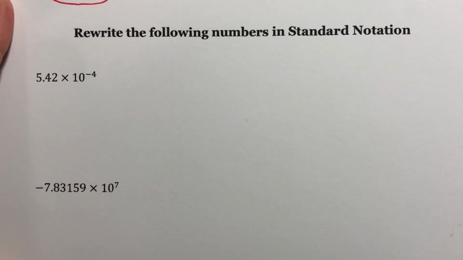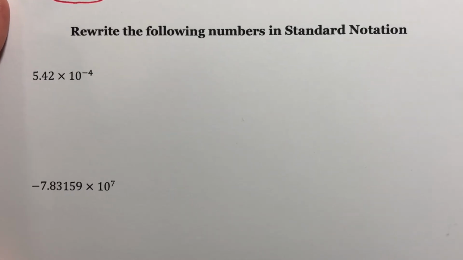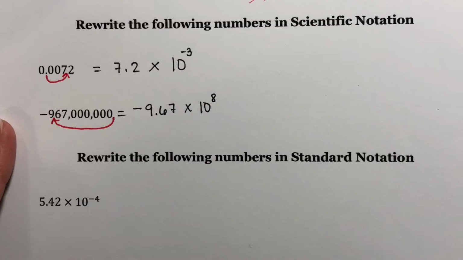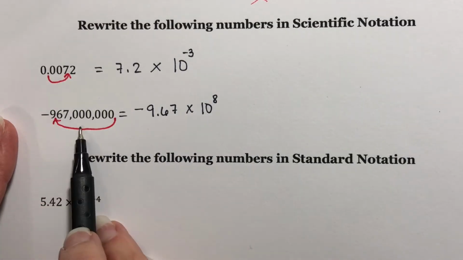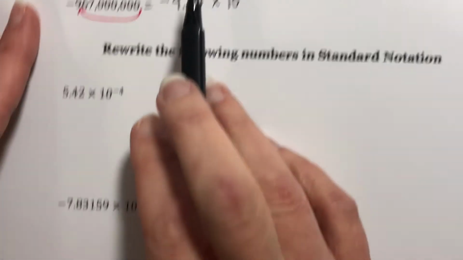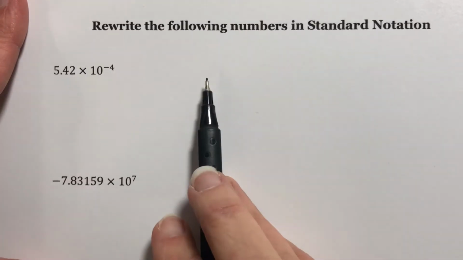This is part 5 of section 5.1 and 5.2. Okay, so we're doing scientific notation. We have just gone from standard notation into scientific, and now we're going to go from scientific into standard.